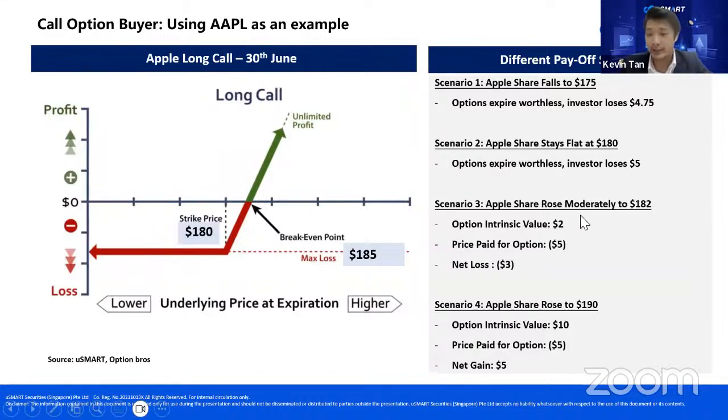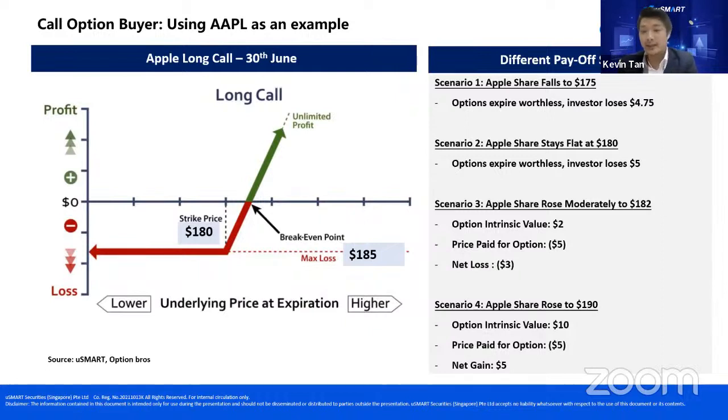And the third possible scenario is, what if Apple share rose moderately to $182? Now we go back to the basics. And the basics is really the fact that a call option gives you the right to buy Apple share at $180. Now Apple share is actually $182. So one of the things you could do as an investor is basically exercise your call option to buy Apple share at $180 and sell it at the market at $182. And because of this possible profitability, your option has an intrinsic value of $2.